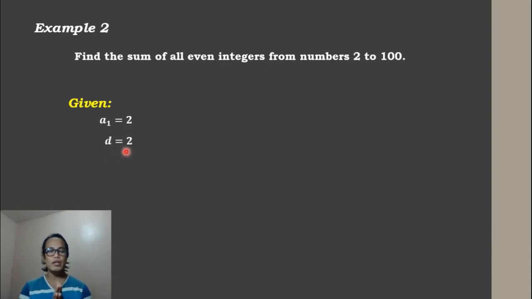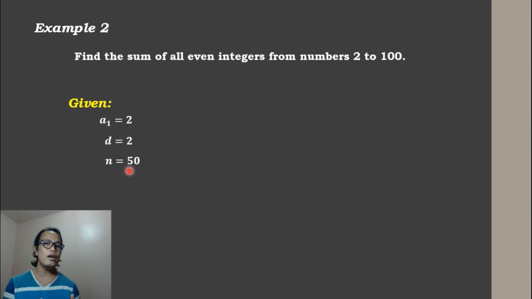So how did we get the common difference 2? Since we are only going to add the even numbers, that gives us 100, which is the last term, minus 98 is 2, 98 minus 96, 96 minus 94, 94 minus 92, and so on until 4 minus 2 will give us 2 as our common difference.